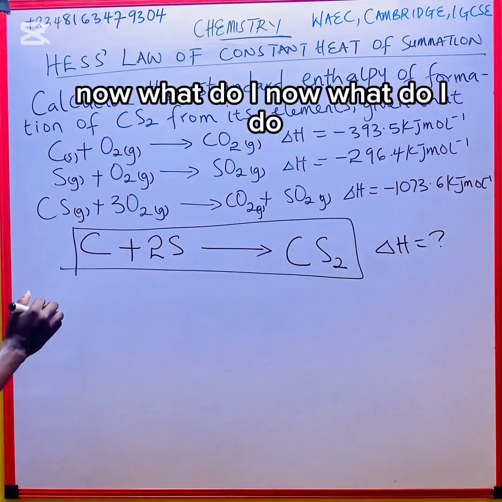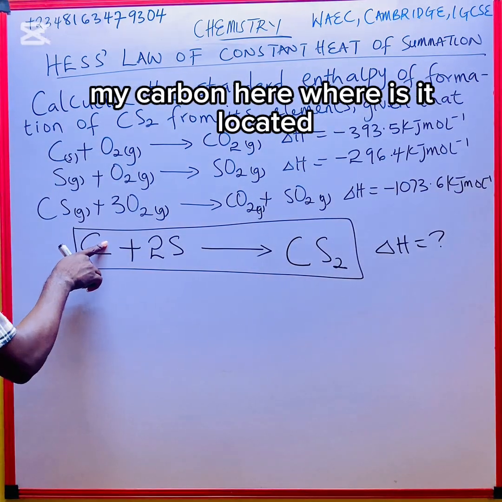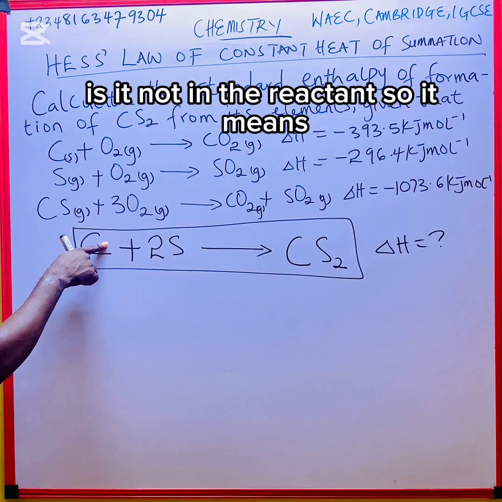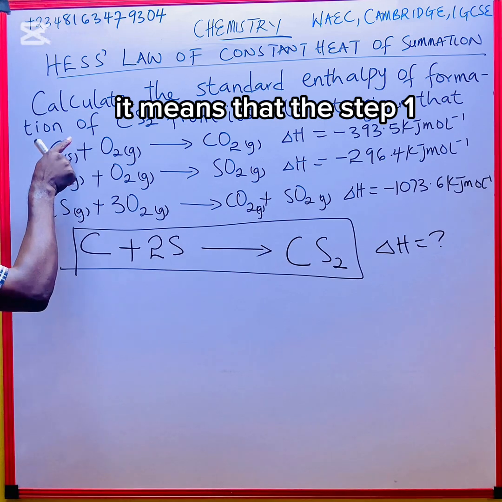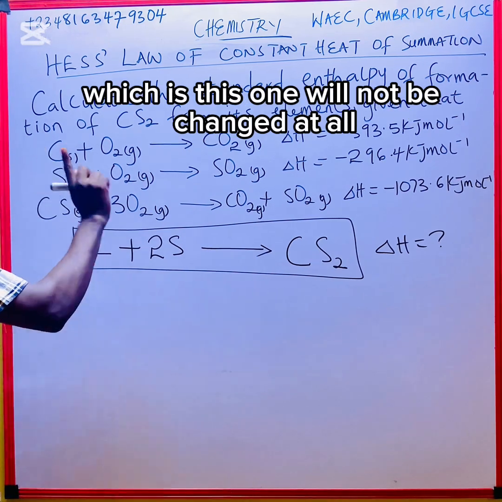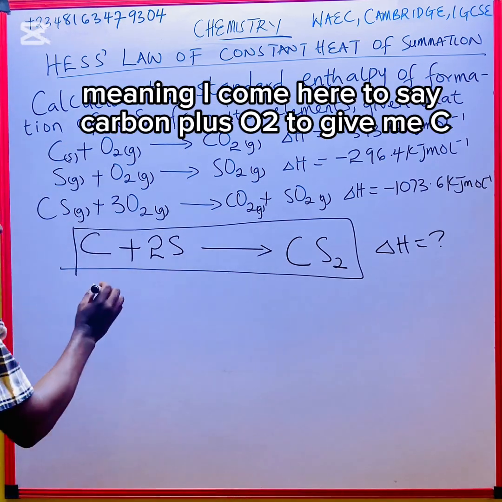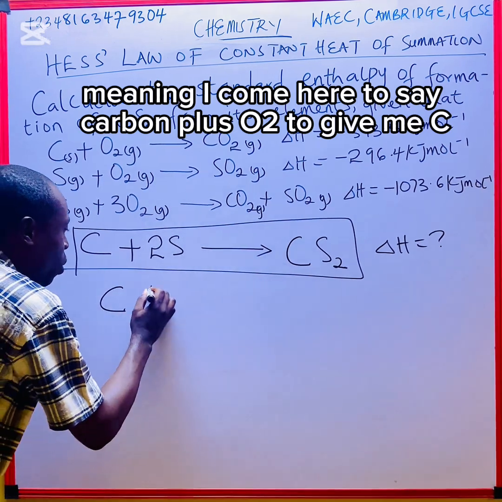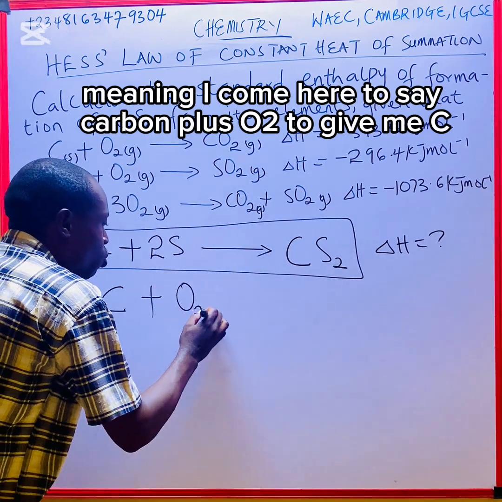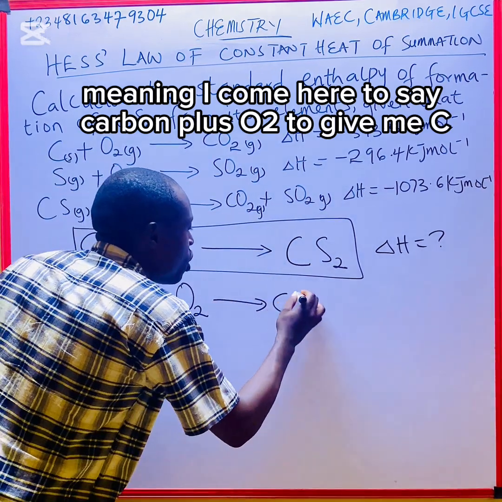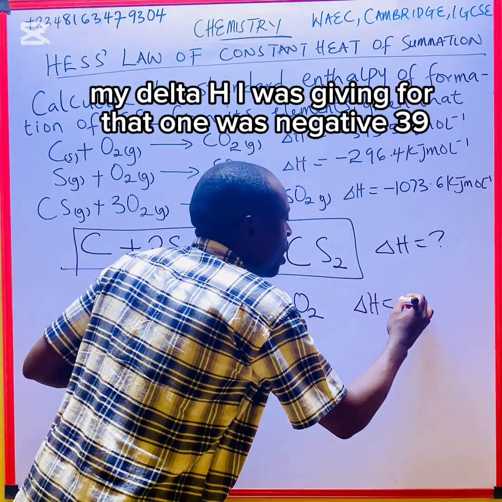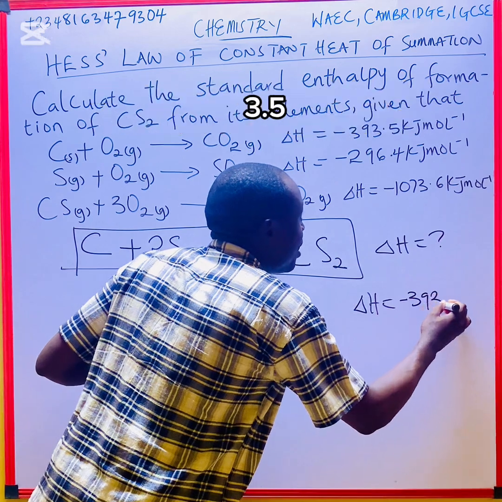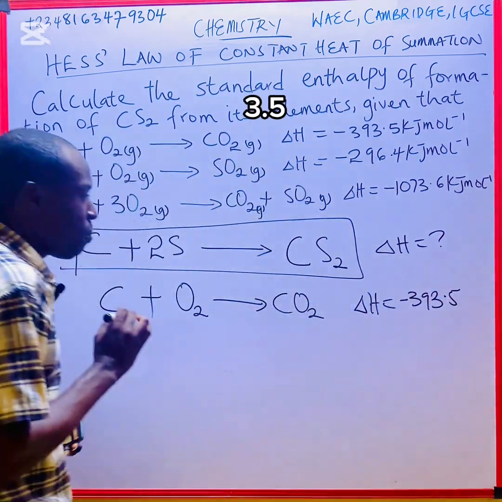Now what do I do? My carbon here, where is it located? It's not in the reactant. So if my carbon here is in the reactant, it means that step 1, which is this one, will not be changed at all. What do I mean? Meaning I come here to say carbon plus O2 to give me CO2. The delta H I was given for that one was negative 393.5.